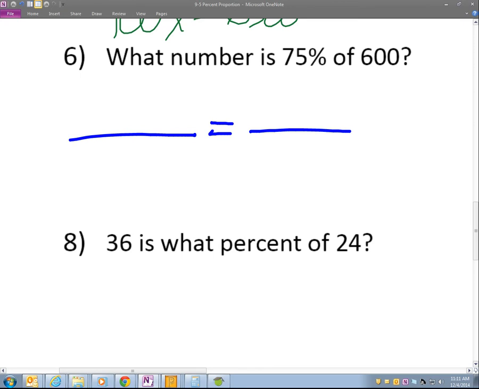The variable is going to be one of the things that you don't know here, whether it's is, or whether it's of, or whether it's that one. So it's always going to be one of those three spots, because that's always going to be 100. And that's why it's an actual integer.